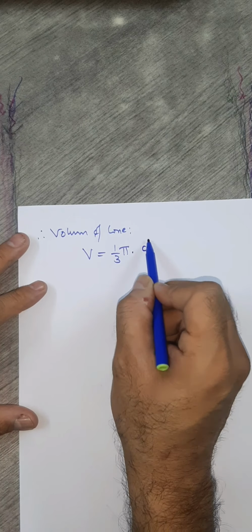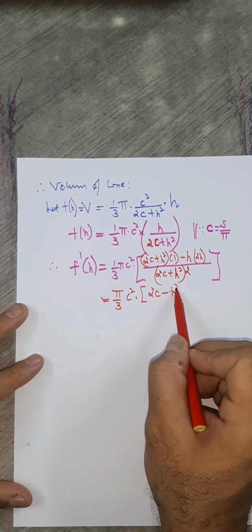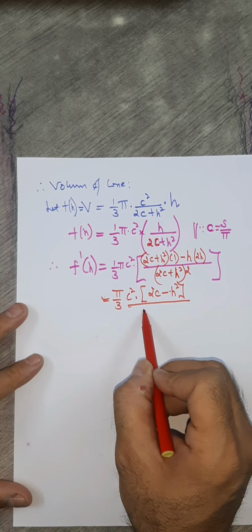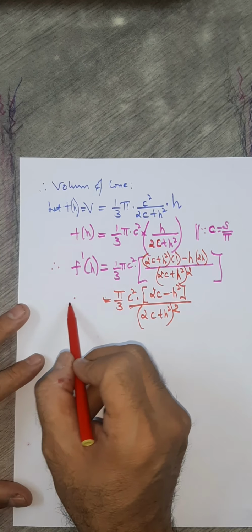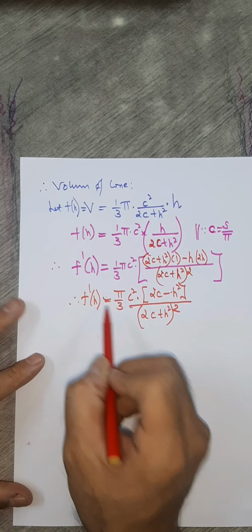Differentiation of h with respect to h is 1, minus here this as it is, 2c being constant 0, derivative of h squared is 2h. So we are getting pi by 3 c squared into, what about this? This is 2c over here, plus h squared minus 2h squared. So just h squared upon 2c plus h squared the whole square. F dash h is this.